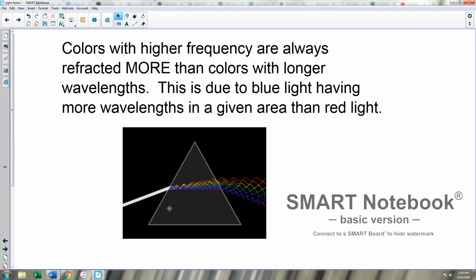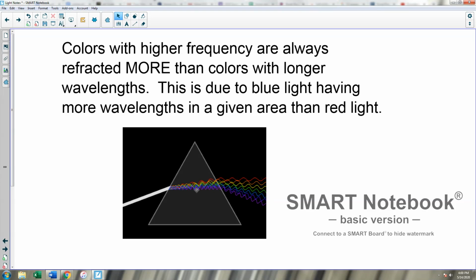But this is different for different colors. So we've seen this sort of Pink Floyd picture before of light going through a prism. Isaac Newton discovered that white light was a mix of other colors. So we talk about ROY G. BIV: red, orange, yellow, green, blue, and violet.